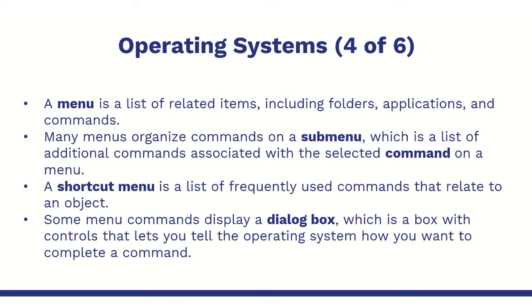A menu is a list of related items including folders, applications, and commands. Many menus organize commands on a submenu, which is a list of additional commands associated with a selected command on a menu. A shortcut menu is a list of frequently used commands that relate to an object. Some menu commands display a dialog box, which is a box with controls that let you tell the operating system how you want to complete a command.